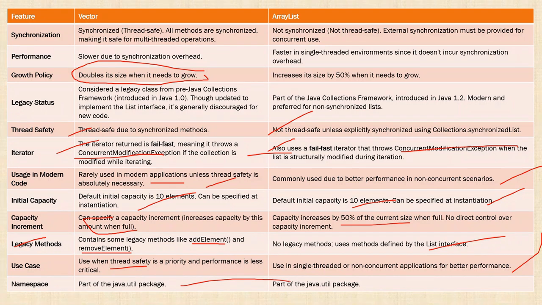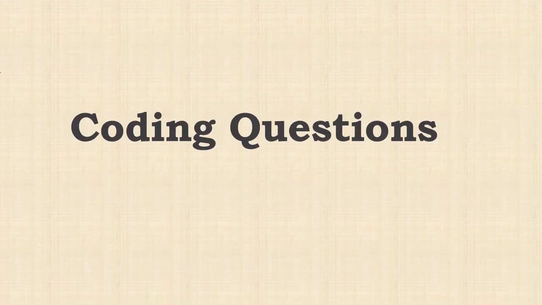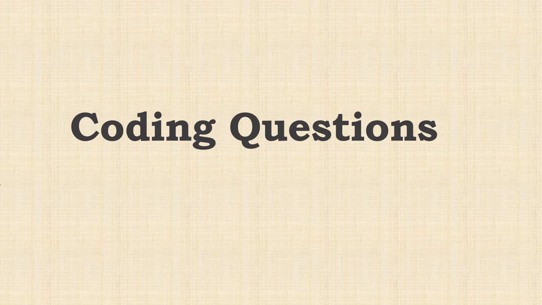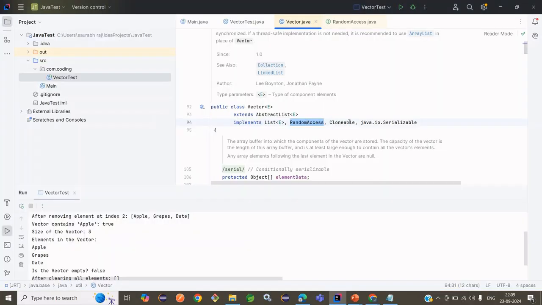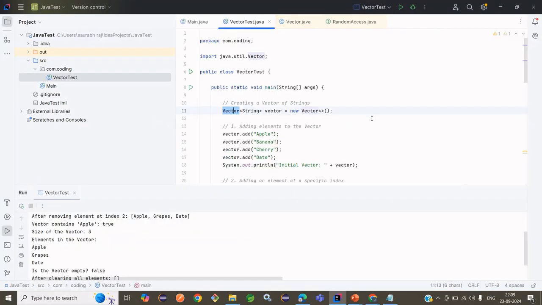So there are some differences between Vector and ArrayList that we discussed, and some similarities as well. That was according to the features. Now we are going to do the coding part to understand clearly how it works, code-wise. So let's start coding. I have already done one POC, so I will show you quickly how it works internally.